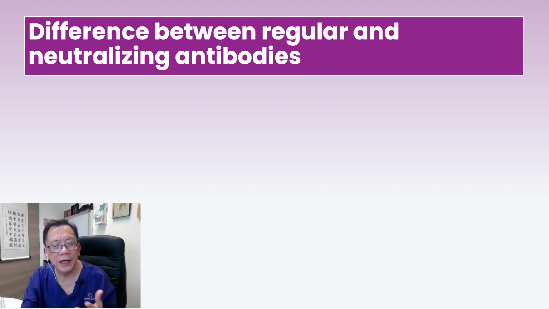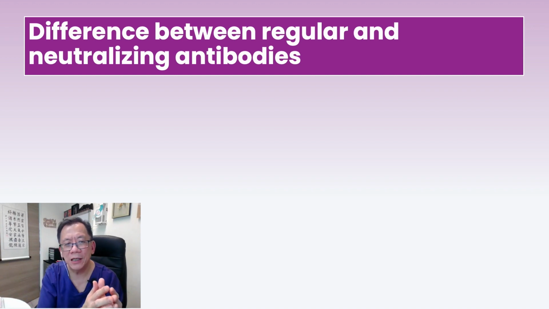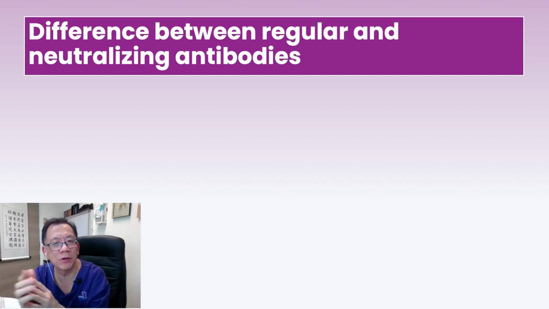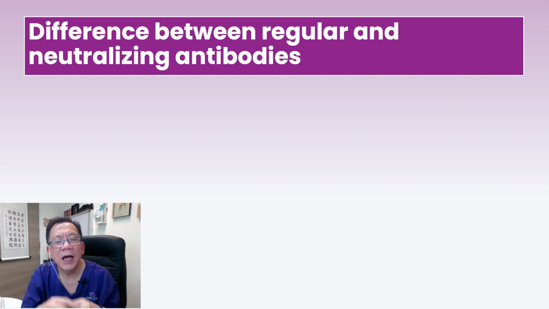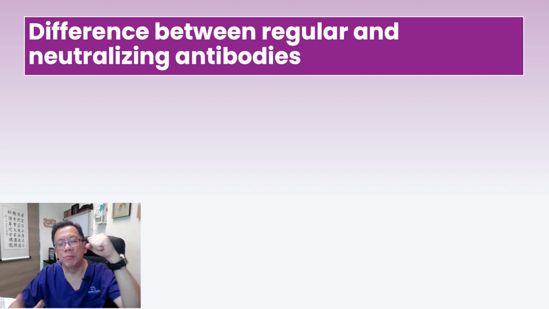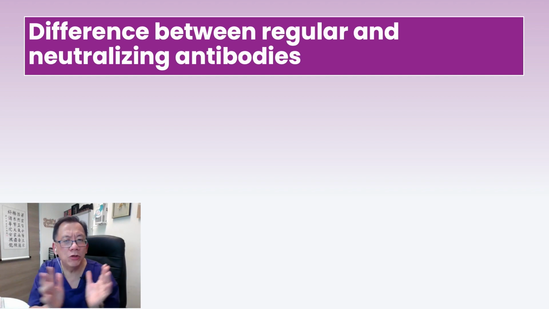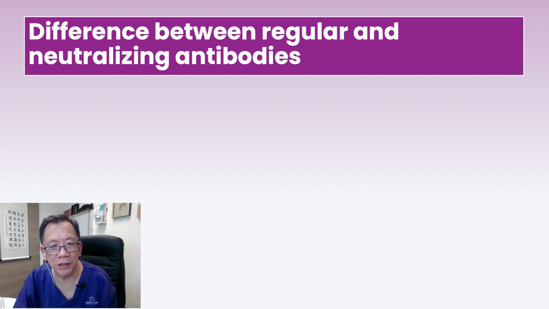If you go to a clinic and ask for antibody testing, they'll ask you what test you would want to do. There's the regular testing as well as the neutralizing antibody testing. The regular testing represents what we call the anti-S, and the neutralizing is the one which blocks the binding. So I'm going to show you a cartoon to try to illustrate this point.